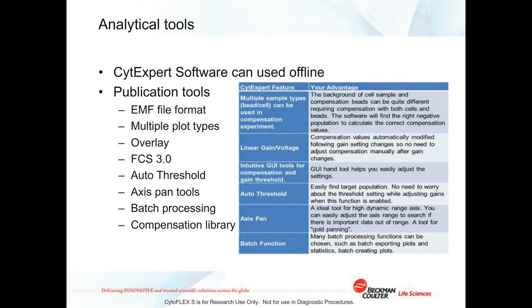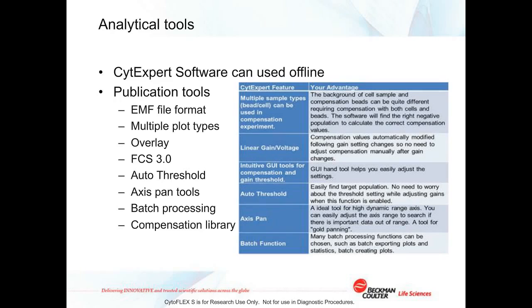The CytExpert software can be used offline. It requires a computer with Windows 7. It supports Windows 7 32 and 64-bit. It is provided free of charge with the instrument. It can also be copied over a USB drive and installed on your personal computer, as it does not require a license or a dongle to be used.